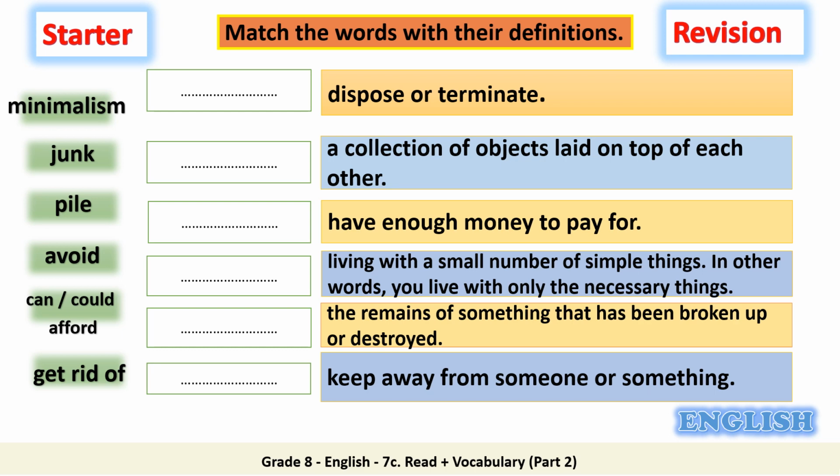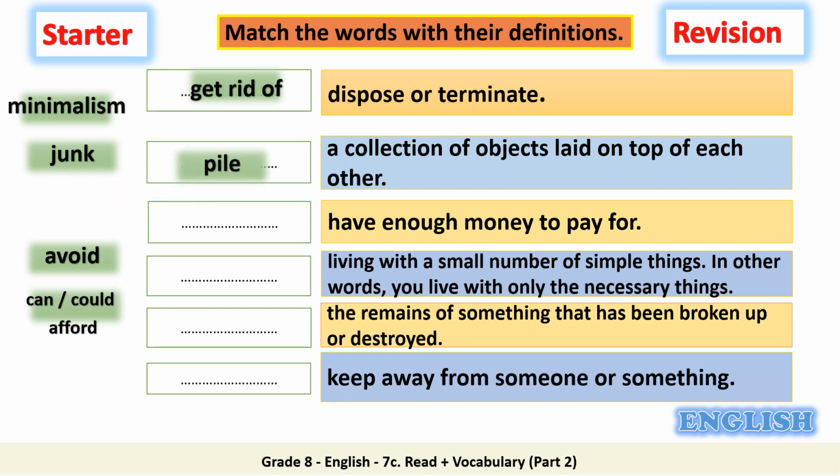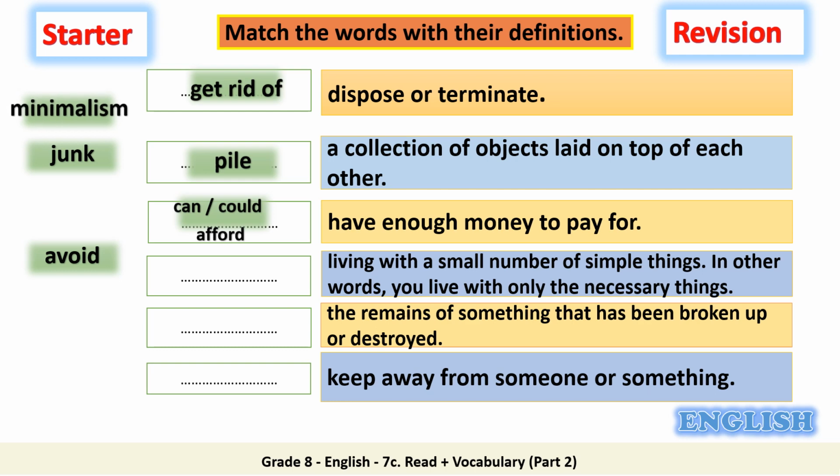Okay, number 1, well done, get rid of, which means dispose or terminate. Number 2, very good, pile, a collection of objects laid on top of each other. 3, can or could afford, very good, have enough money to pay for. Next, minimalism, very good, living with a small number of simple things. In other words, you live with only the necessary things.